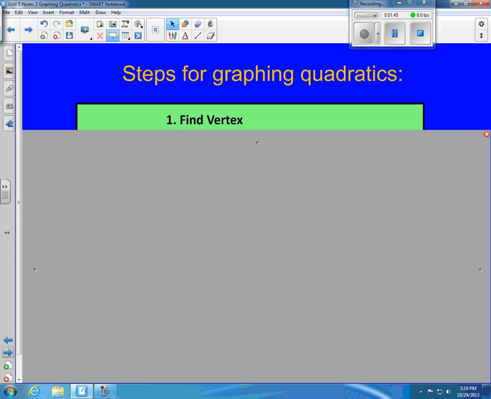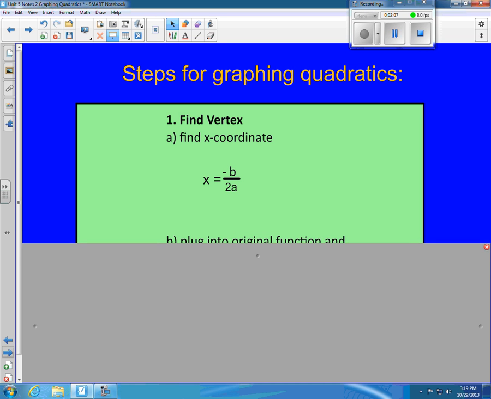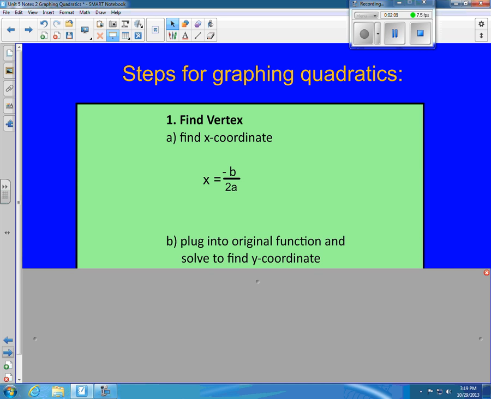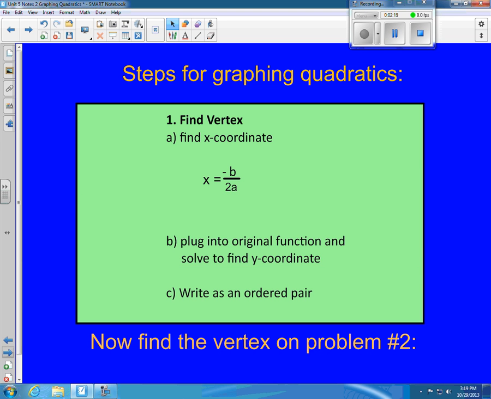All right, so let's go ahead into steps for graphing quadratics. There are 3 big steps to remember for graphing quadratics, and then each of those have some little bits to fill in. So first is find the vertex. First thing we need to do is find our x-coordinate, and remember we do that by opposite b over 2a. This is review from yesterday. Then we're going to plug that into our original function and solve it to find the y-coordinate of that vertex. And our last step is to write it as an ordered pair. So nothing new with that.